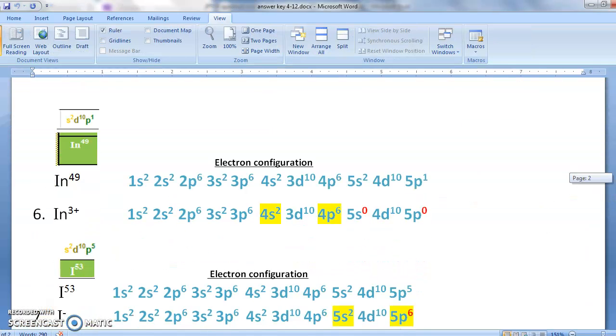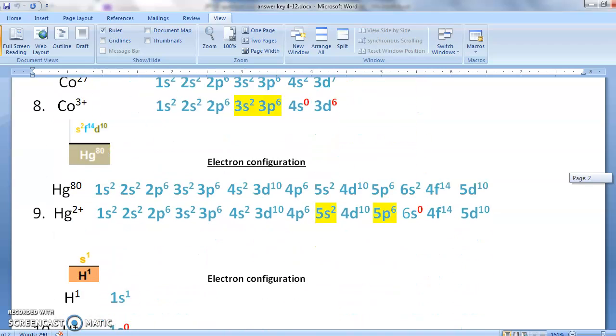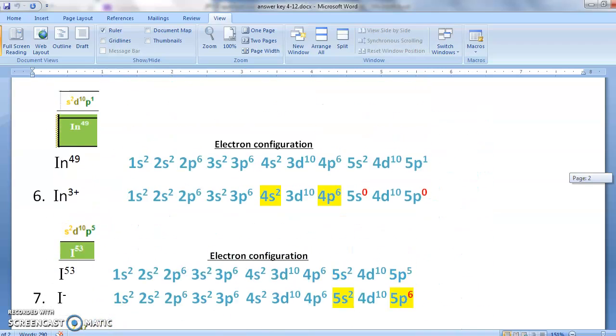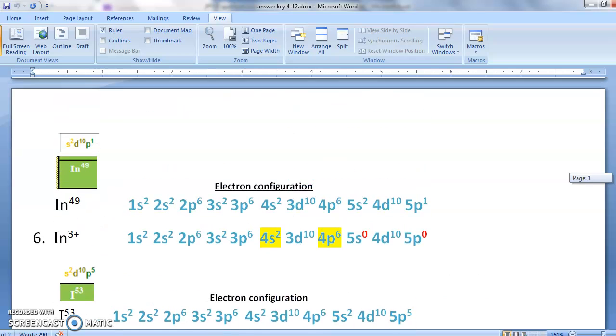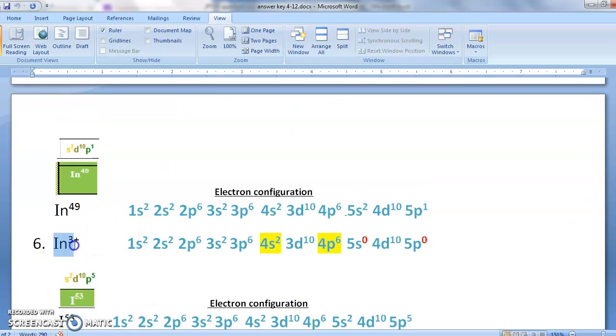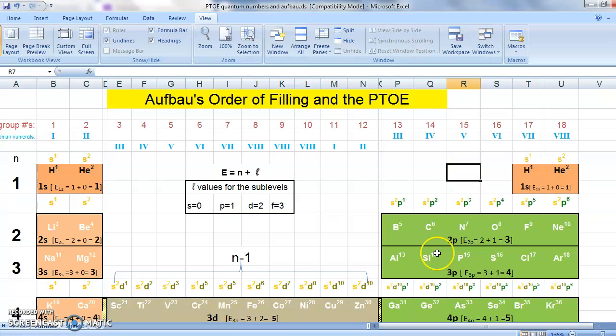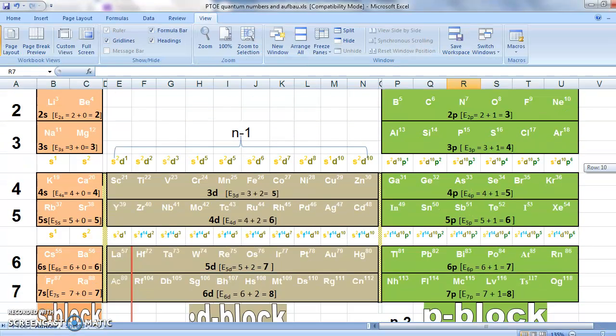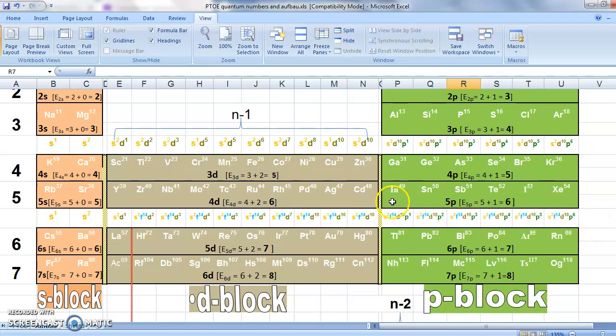Number 6. And now we're doing ions. We've got several ions to take a look at. Our first one is indium 3+. We've got to go to the periodic table of elements to find indium. There's indium right there, number 49, and it is in the 5p.